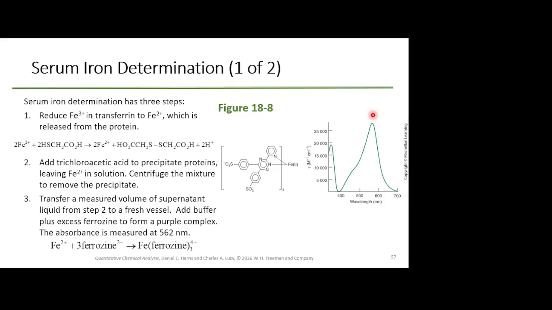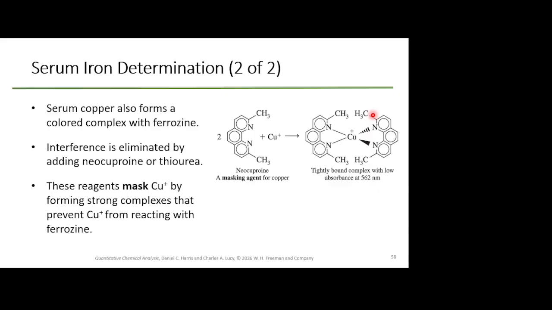And then your lambda max is what you would then measure all the other absorbances for your Beer's law determination. Okay, so the serum copper can also form a colorful complex with ferrozine. And so this would also be detectable if you just had that copper plus right here, okay? That would cause problems, obviously, right? We would get a false indication of the iron in serum.